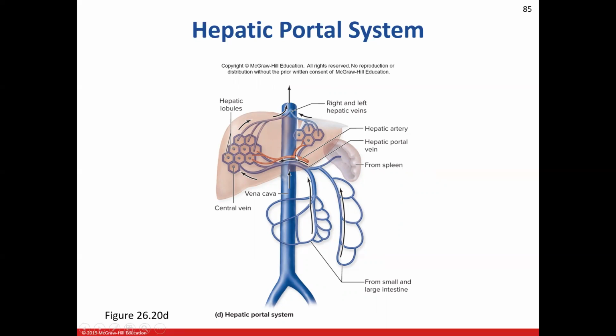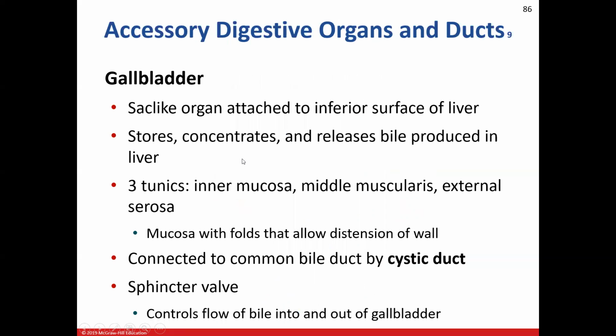But also, let's not forget about the hepatic artery here, that originated from the celiac artery off of the descending abdominal aorta. And that, again, is going to supply oxygenated blood to the liver tissues there.